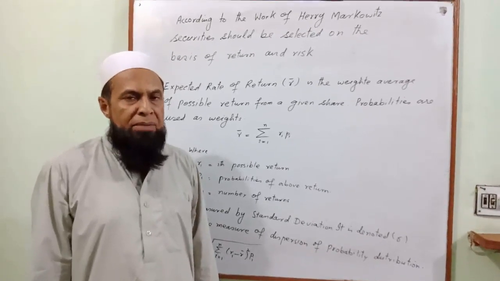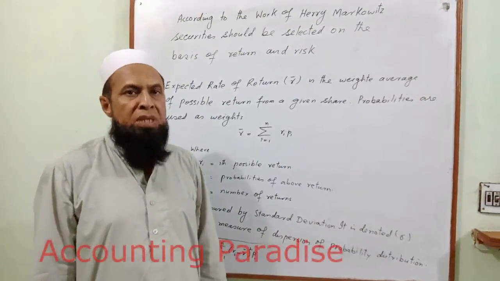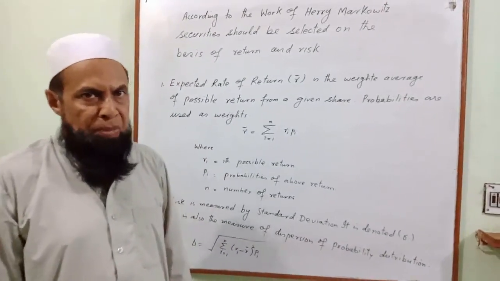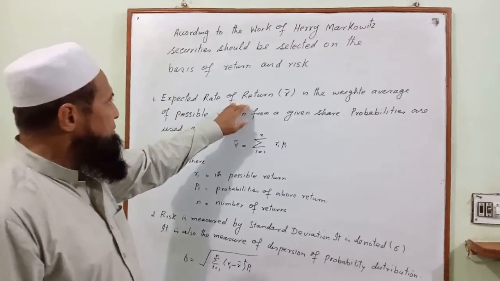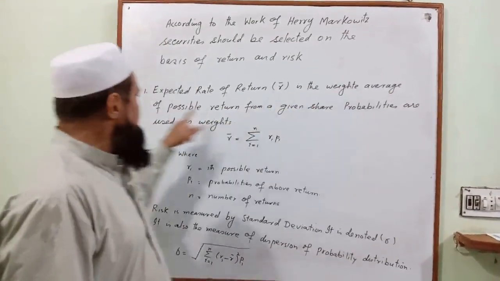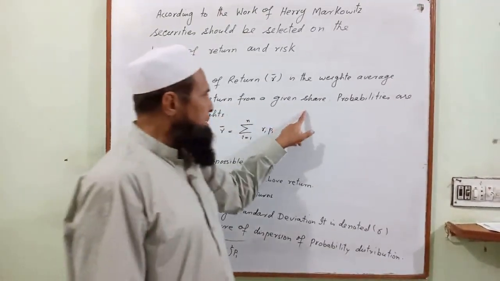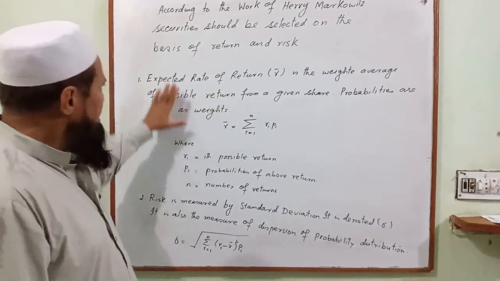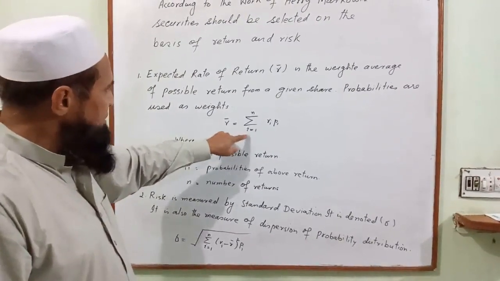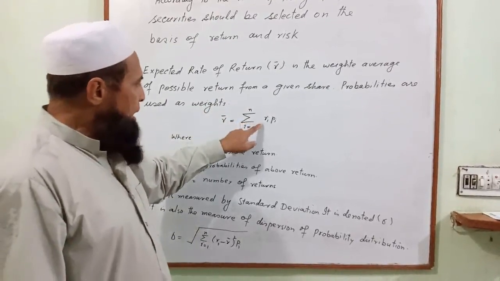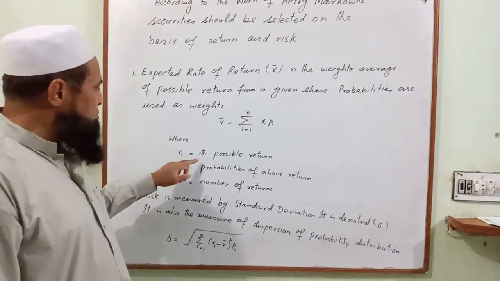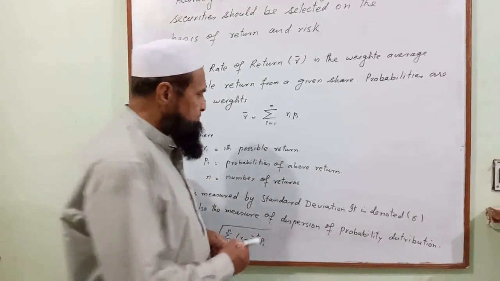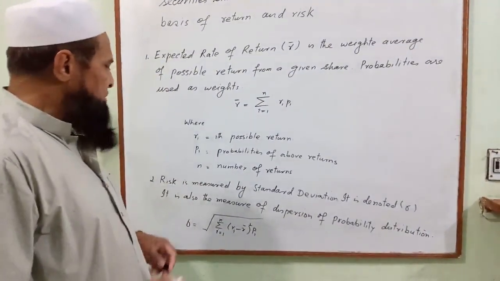According to the work of Harry Markowitz, the securities should be selected on the basis of return and risk of the securities. The expected rate of return, R bar, is the weighted average of possible returns from a given share. Probabilities are used as weights. The general formula is R bar is equal to the summation from i equal to 1 to N of Ri Pi, where Ri is the ith possible return, Pi is the probability of the above return, and N is the number of returns.